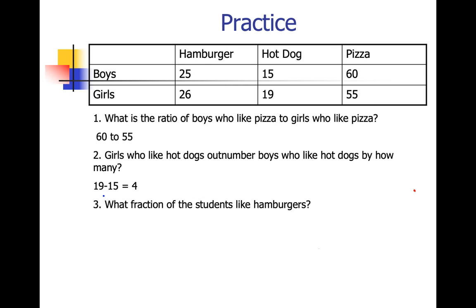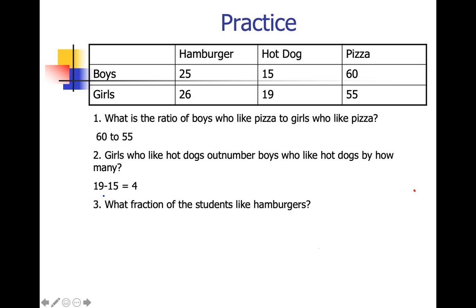Here's a good one. What fraction of the students like hamburgers? Well, how do I know how many students there are? I have to add up everything, right? The amount of boys that like hamburgers and girls that like hamburgers, plus boys that like hot dogs, girls that like hot dogs, plus boys who like pizza and girls who like pizza. And if I add all that up together, I believe that gives me 200.